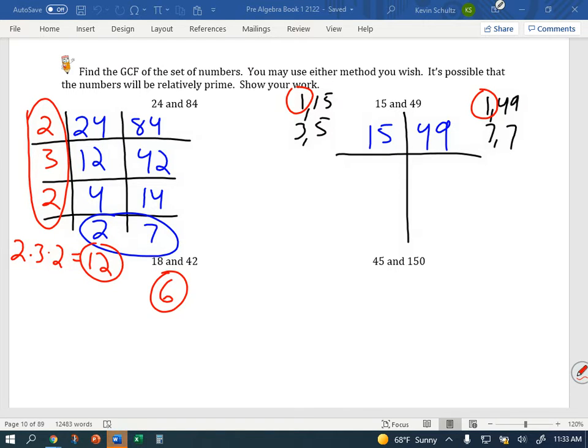45 and 150, your answer should be 15 as the greatest common factor. Okay. Anybody get those wrong and not sure how? You want to see it done? Griffin? I have a question.